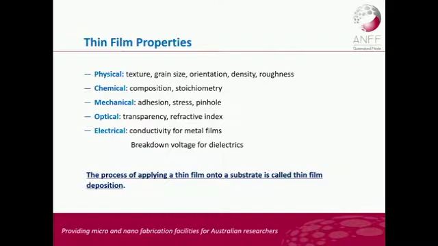Another property is optical. Especially when you're doing an anti-reflective coating, you need to look at the transparency or refractive index. The last one, especially, is very important when you make devices. If you're coating some insulating material, it's very important that you have a very high breakdown voltage. If you are depositing a metal film, you want the resistivity as small as possible.